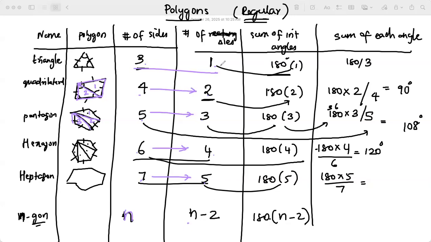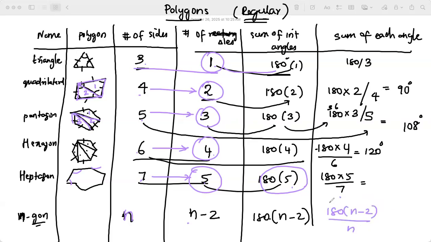Then the sum of interior angles is however many triangles there are times 180, correct? And then that divided by the number of sides will give you each angle. You got it? Are you following? Okay, so now the formula for each angle is 180 times n minus 2 divided by n. Got it? We derived a formula now. Can I move on?